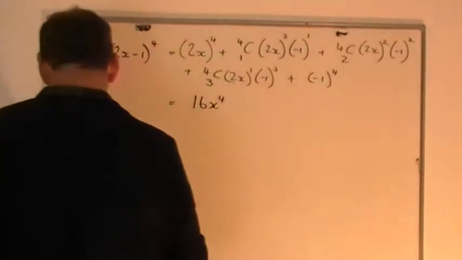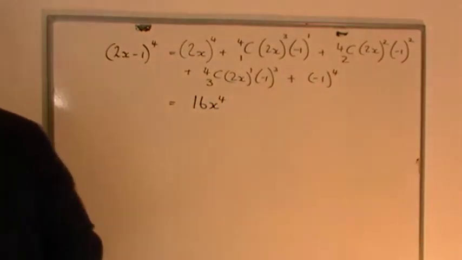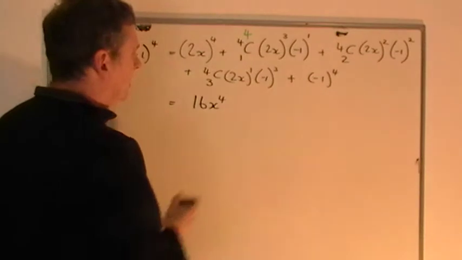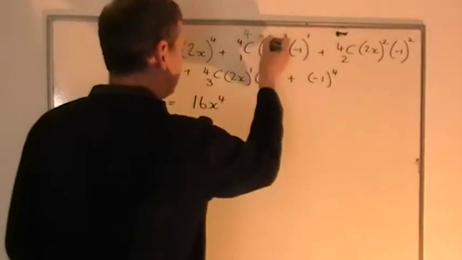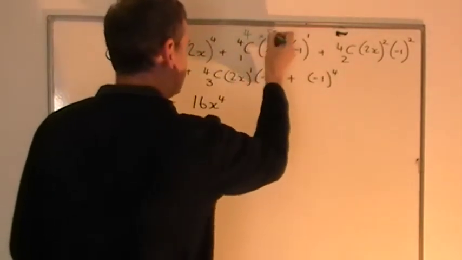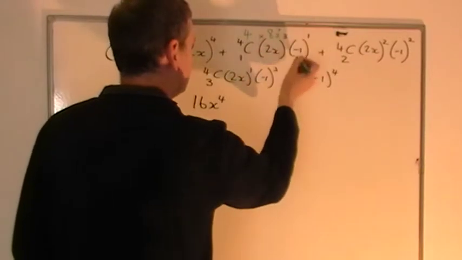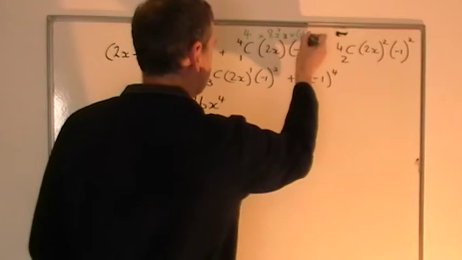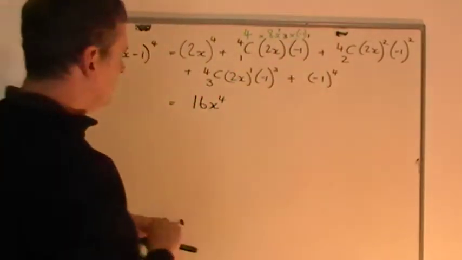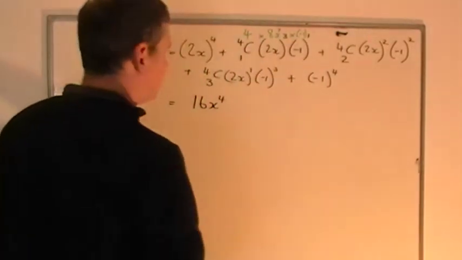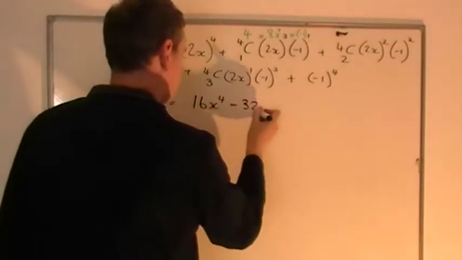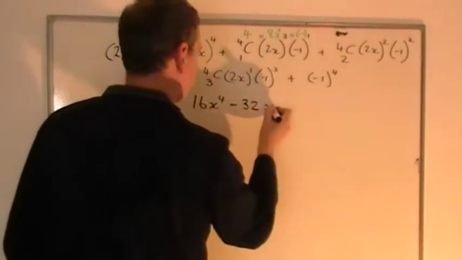This one here, I think we'll get a colour out to help us again. We've got 4 choose 1, that's 4. And then 2x, if you cube it, so I'm timesing by, 2 cubed is 8, and then x cubed. Now be careful, minus 1 to the 1 means you're timesing by a minus 1. So what I've got is a 4 times 8 is 32, times minus 1 is minus 32. Minus 32, and then it's x cubed.